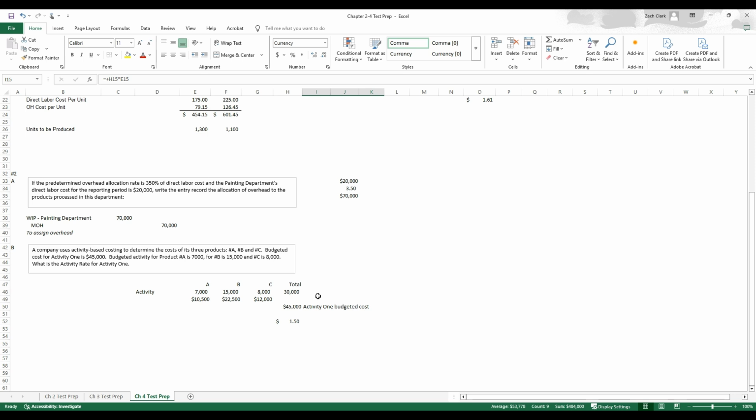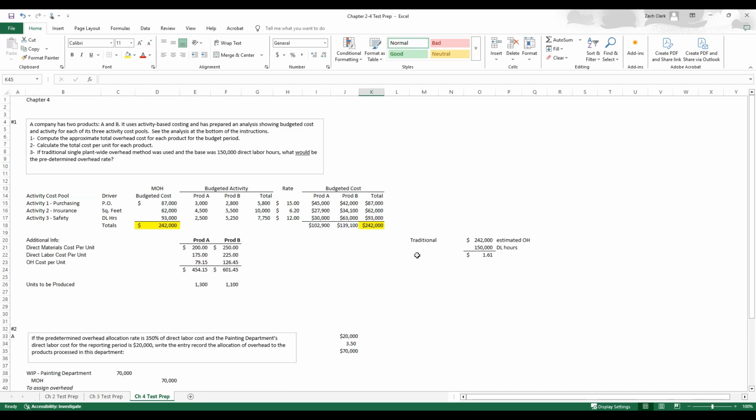There would be other cost pools. This would just be for one activity, but if we're doing activity-based costing, we're assuming there's more than one activity overall. So, all right, well, hope that all helps and makes sense.